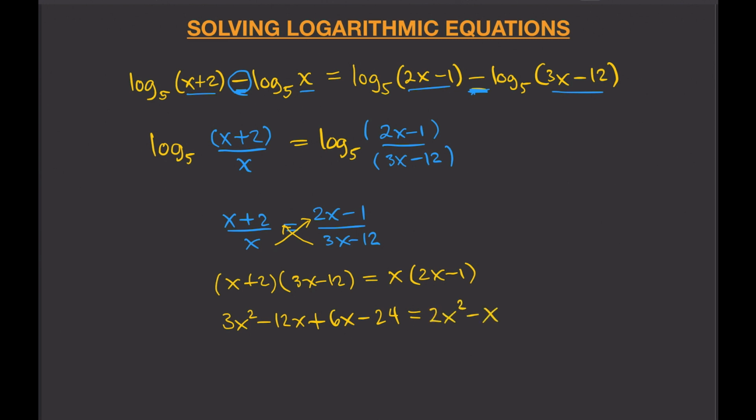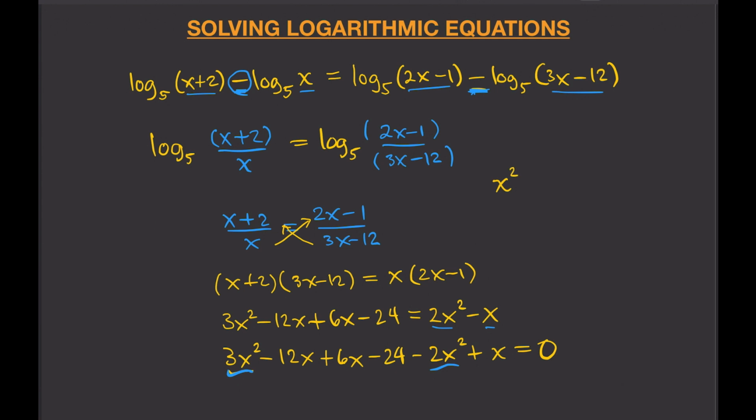And then again, I'm going to move my terms in the right-hand side to the left-hand side. So we are going to have 3x squared minus 12x plus 6x minus 24. And then that becomes minus 2x squared plus x equals 0. Then we can combine like terms. So 3x squared minus 2x squared, that will give us x squared.